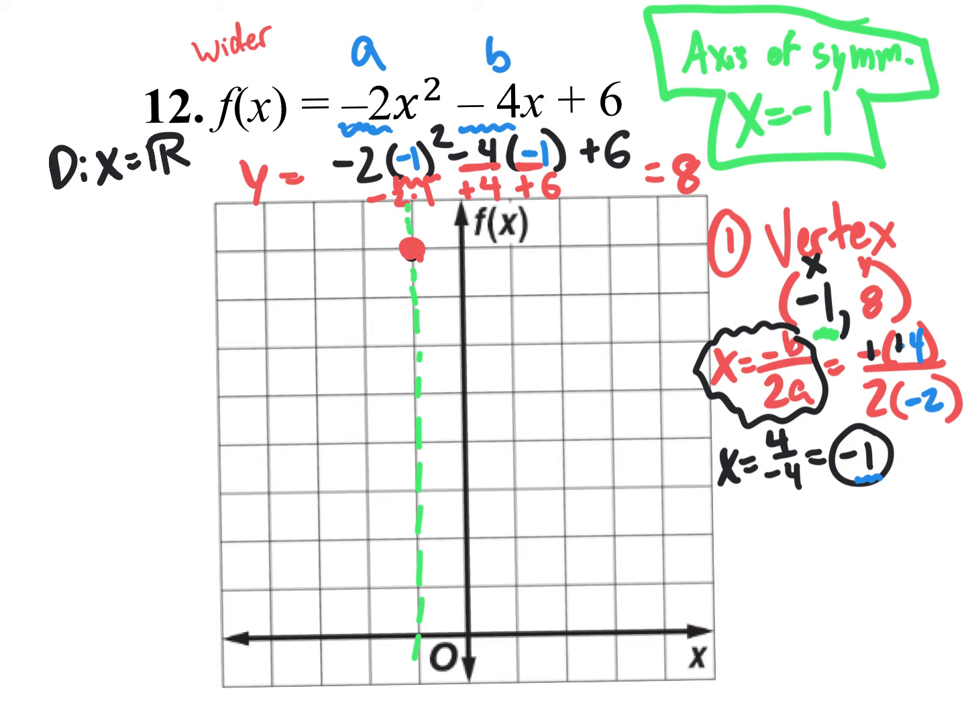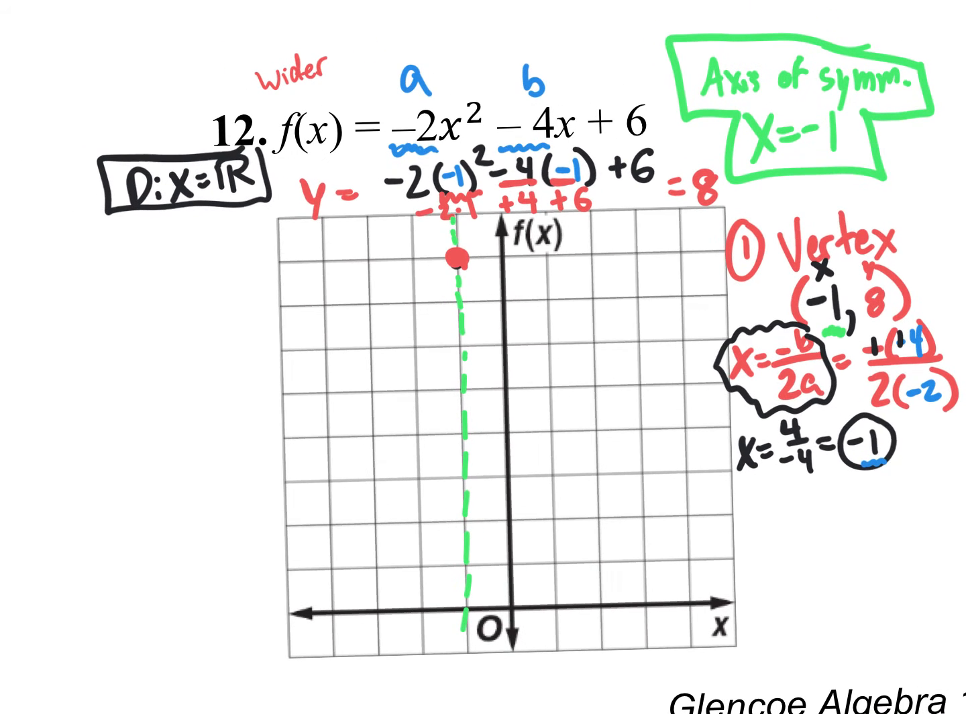That is true for any parabola. It doesn't matter if it's wide, if it's narrow, if it's opening up, if it's opening down. Your domain will always be x equals all real numbers. Now the range is a different story, because the range are no longer your inputs, they're no longer your x values. The range are your y values, they're the outputs, right?